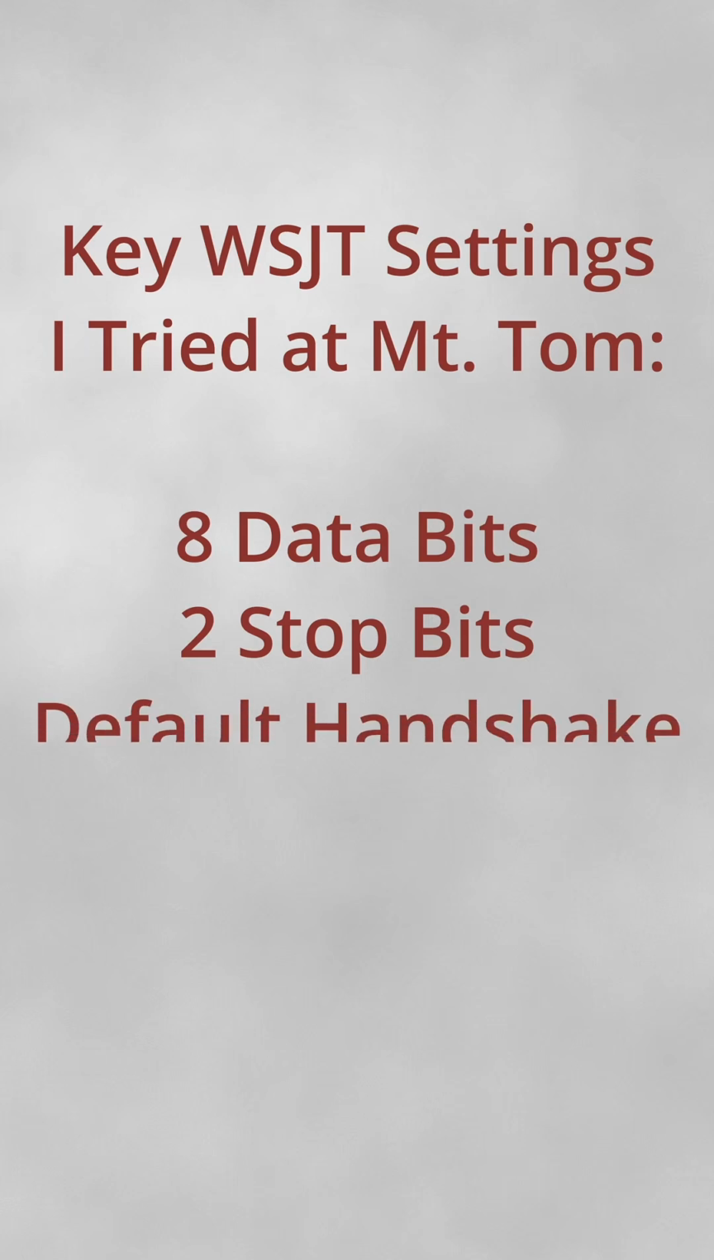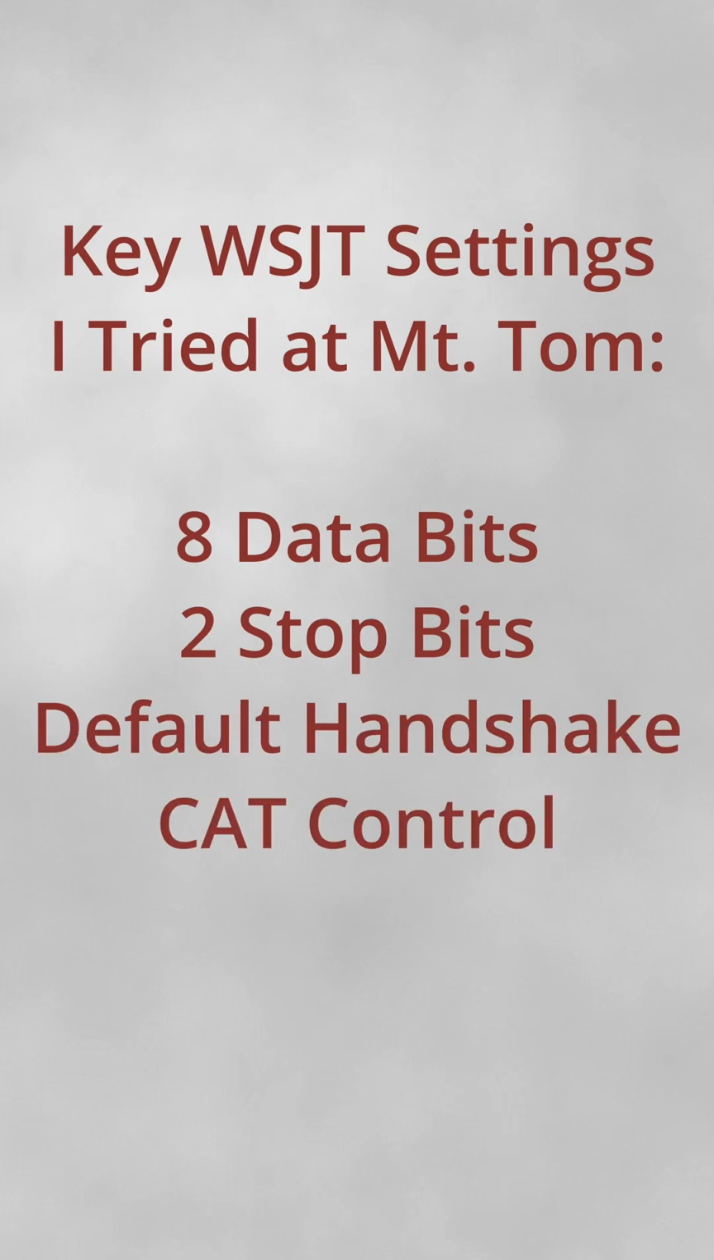I think this is it, so let me explain. When I connected this all up in the field, my saved WSJT-X settings were not there, so I had to re-enter them. In order to find them, I did a quick Google search and entered what the search said, which was 8 data bits, 2 stop bits, default handshake, CAT control, and a couple other ones.